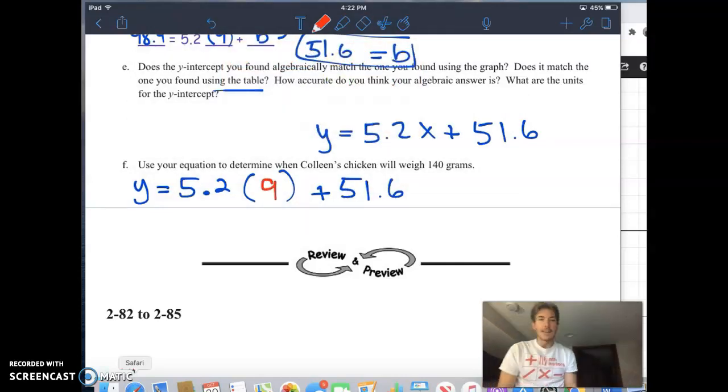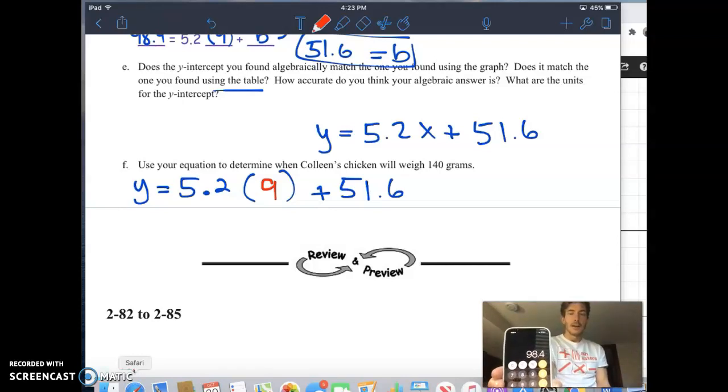Check this out. I'm going to see if this works. We were told that after 9 days, that chick weighs 98.4 grams. So I've got my calculator again. I'm going to just go ahead and evaluate this: 5.2 times 9 plus 51.6. And if I've entered this correctly and I've done my work correctly and I hit equals here, I should get 98.4. Oh, try to show it to the screen there. And you guys can see that. I definitely do.